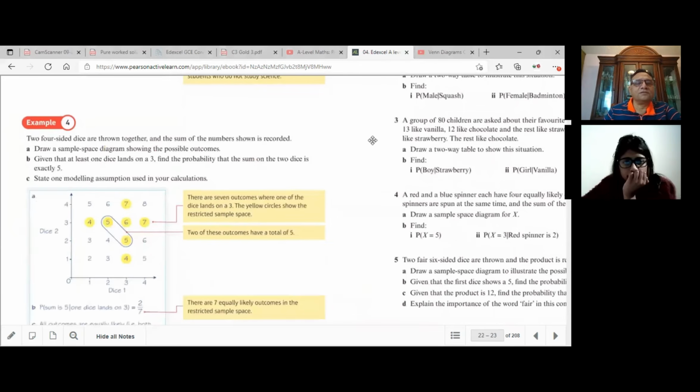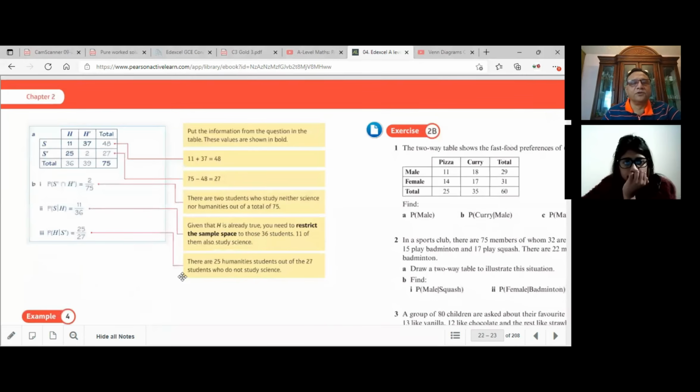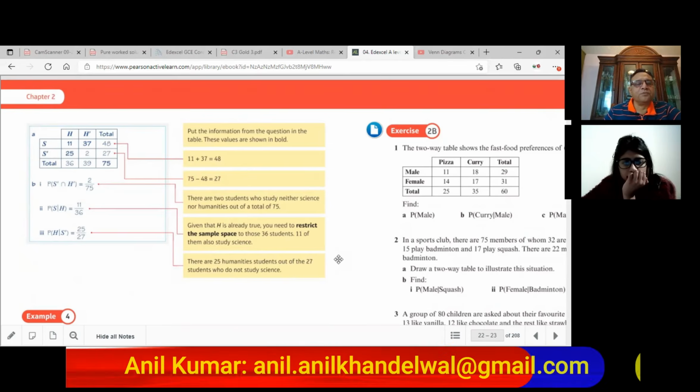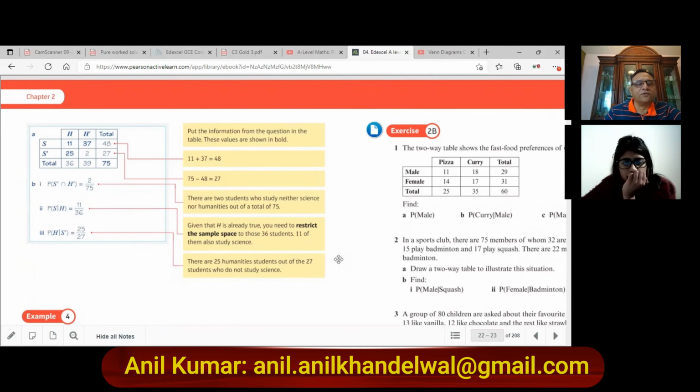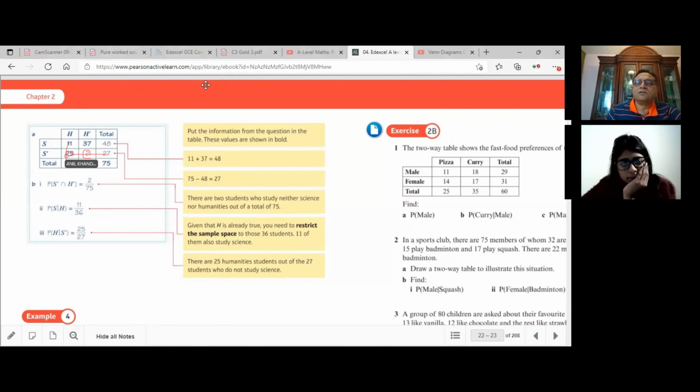Okay, we have the solution of this one. We'll have a good look at it so that we can review. Did we get the right answers? Yes. The first one is 2 over 75, the 2 in the diagram. Then we have 11 over 36, which we are looking at in this column. And then we have 25 over 27, where 25 is here and we're looking into not S. Correct. So now let's look into example 4, humanities.